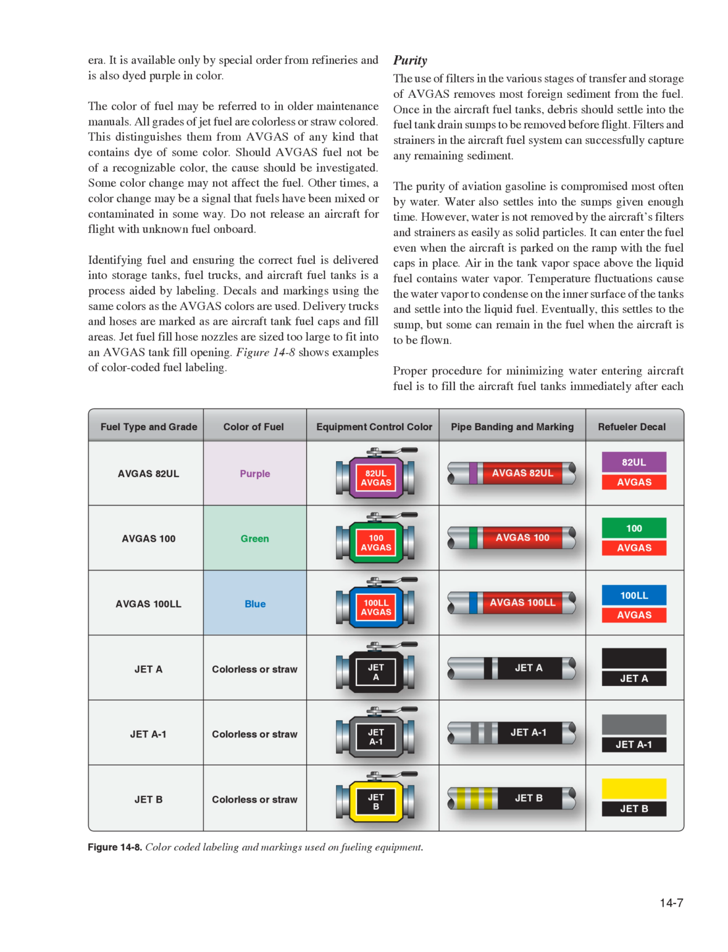Purity: the use of filters in the various stages of transfer and storage of avgas removes most foreign sediment from the fuel. Once in the aircraft fuel tanks, debris should settle into the fuel tank drain sumps to be removed before flight. Filters and strainers in the aircraft fuel system can successfully capture any remaining sediment. The purity of aviation gasoline is compromised most often by water.